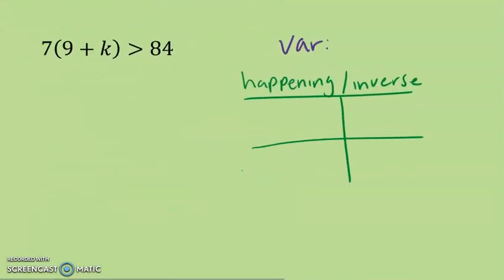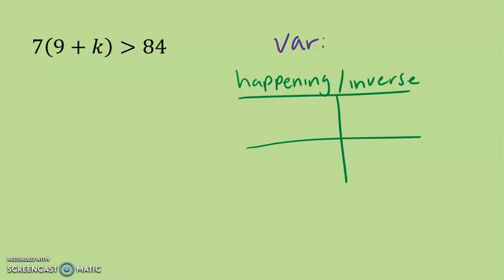All right, and this one is an inequality. So first things first, we still need to identify what our variable is. It's right there, it is k. And what is happening to this variable is that we are adding 9. So the inverse of that is subtracting 9. And we got to remember that when we have a number on the outside of the parentheses going to something inside the parentheses, that's multiplication. So we are multiplying by 7, so the inverse is to divide by 7.